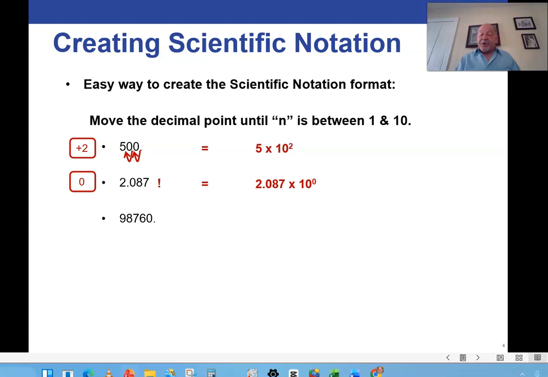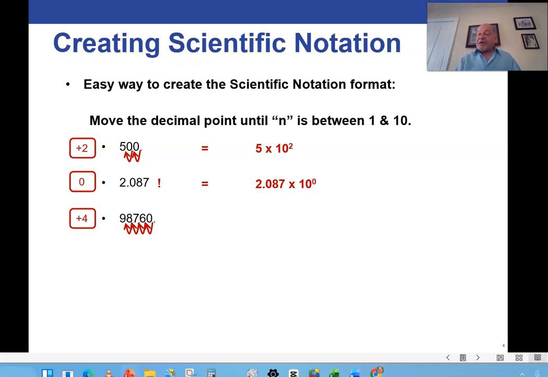Now we have a larger number, 98,760, and I placed the decimal point there, but it might not have a decimal point. You put it there, and you move it until the number is between 1 and 9.99999. So move it 1, twice, 3 times, 4 times, and now you have a number that would be 9.876 and maybe a 0 there, depending on how many significant digits you have. And this lecture does not discuss significant digits, so we'll worry about that in another time.